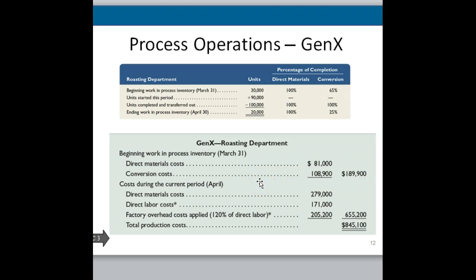We incurred more costs. Direct material cost 279, direct labor cost 171, factory overhead applied at 120% of the direct labor cost of 205. So total cost for what was added this period is 655,200. But we have these prior costs. So we have to look at total production costs for the work in process we have, and the units we started was $845,100. That begins.